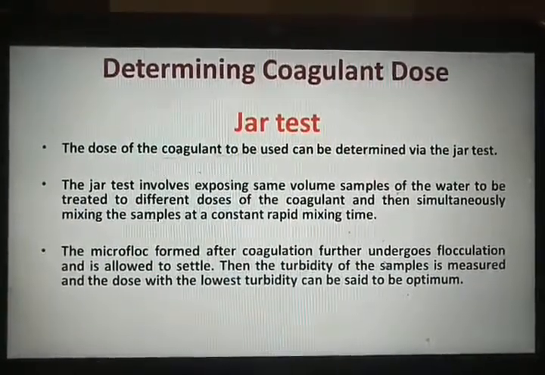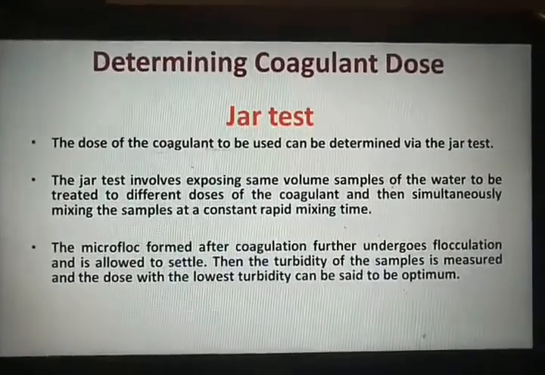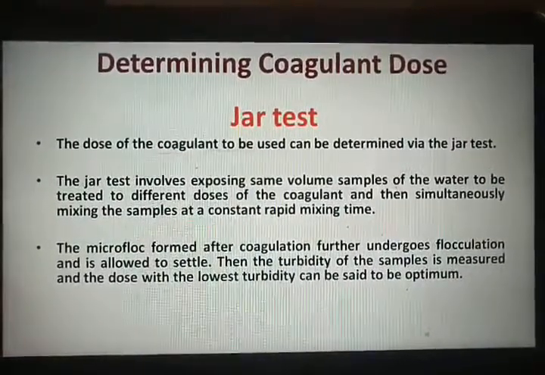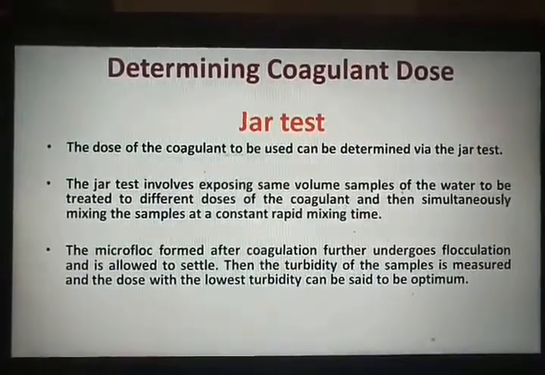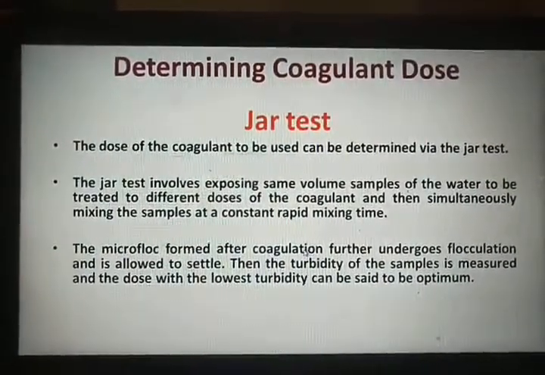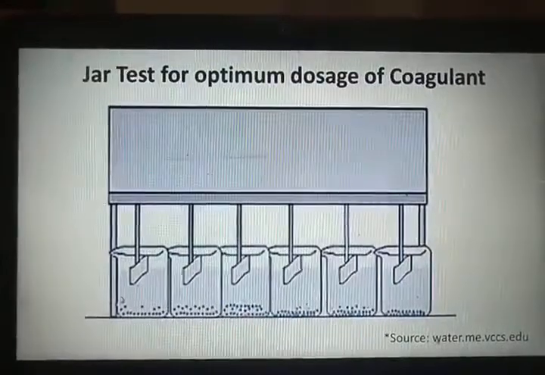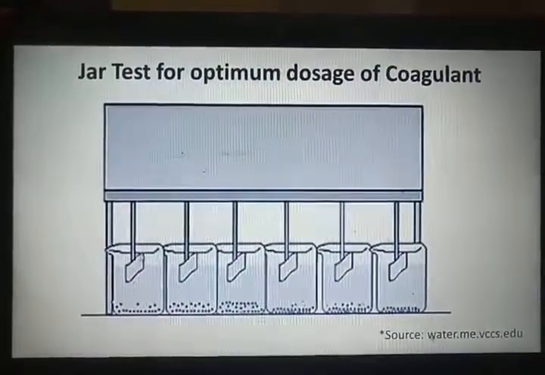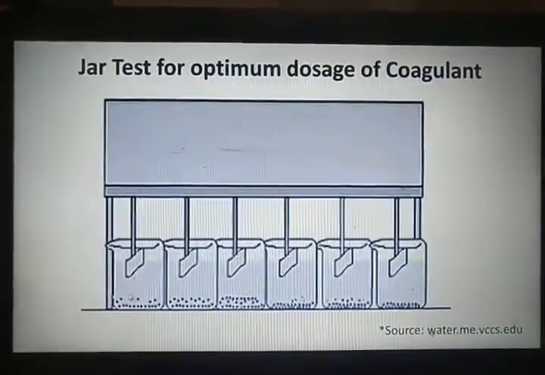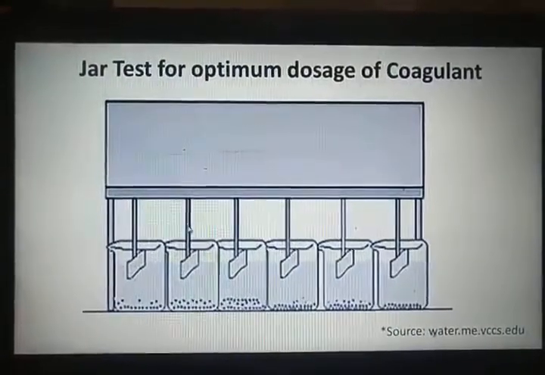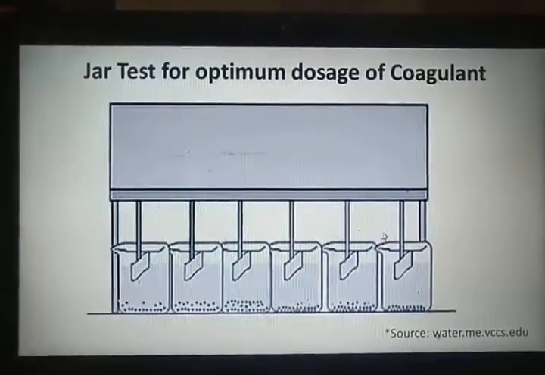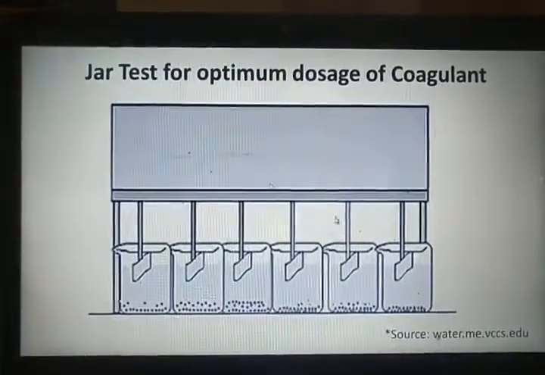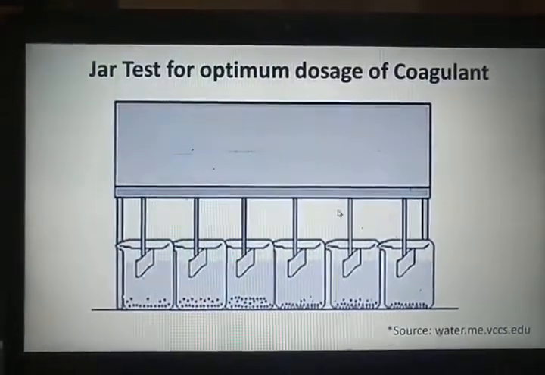The total duration of the test is around 30 minutes. Initially, for up to 2 to 3 minutes we do the rapid mixing, followed by slow mixing. So this is how the apparatus looks like. It consists of 6 jars fitted with paddles, which are rotated with the help of a motor which is fixed here.